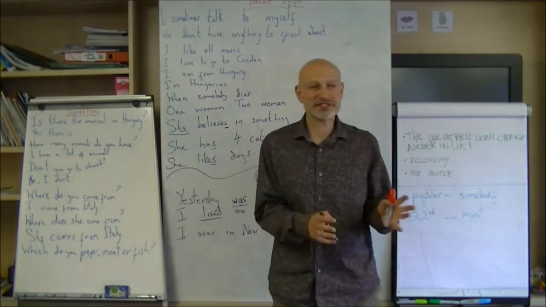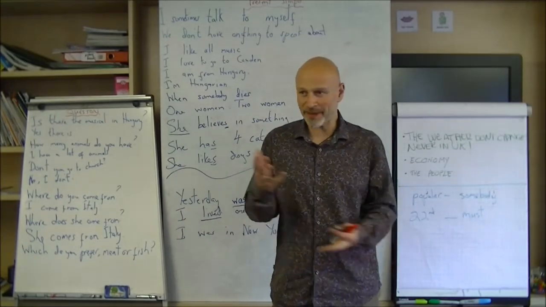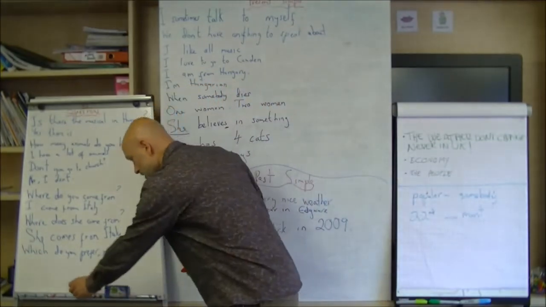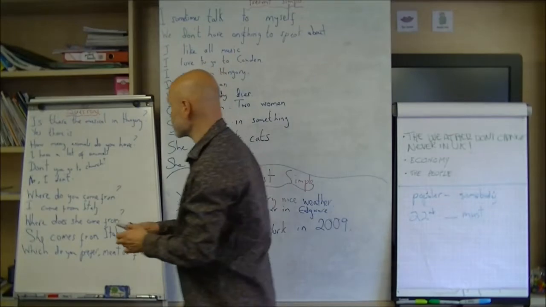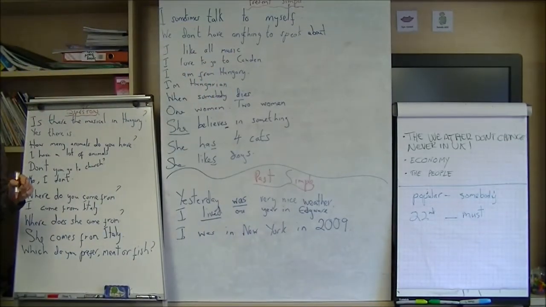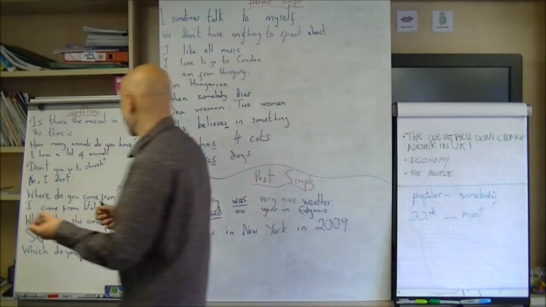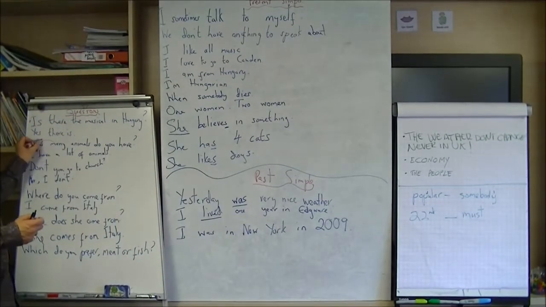So just to summarise what we've just done, we've had a conversation about different things. We've asked some questions. Sometimes we've asked questions that start with a little verb, like this one. And when we ask questions like this, the answer is yes or no. Is there a musical in Hungary? Yes, there is. Don't you go to church? No, I don't. And that's it. And then you have other questions where we use question words.